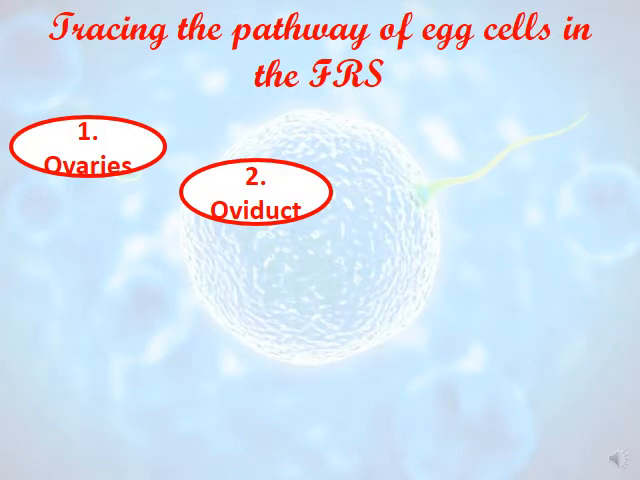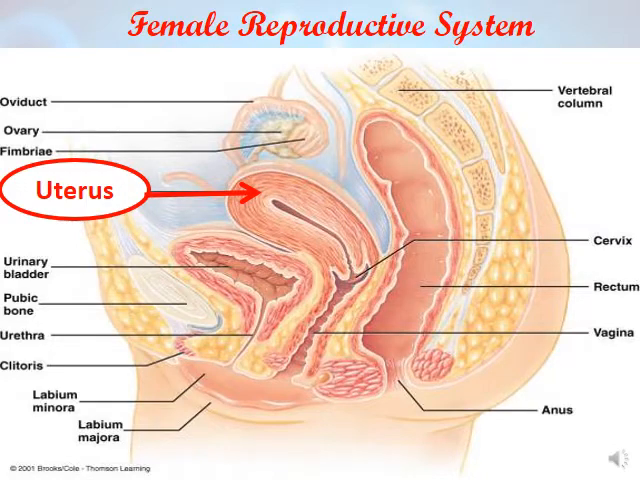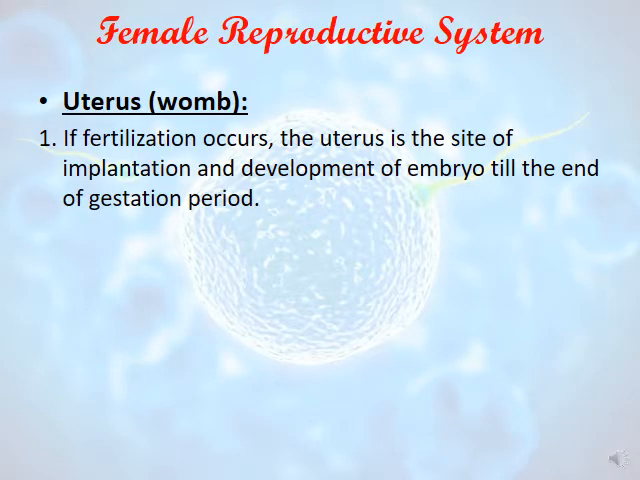Then we move from the ovaries to the oviduct, then we have the uterus. What is the role of the uterus? The uterus is called the womb, which is the site of implantation and the development of the embryo until the end of the gestation period.